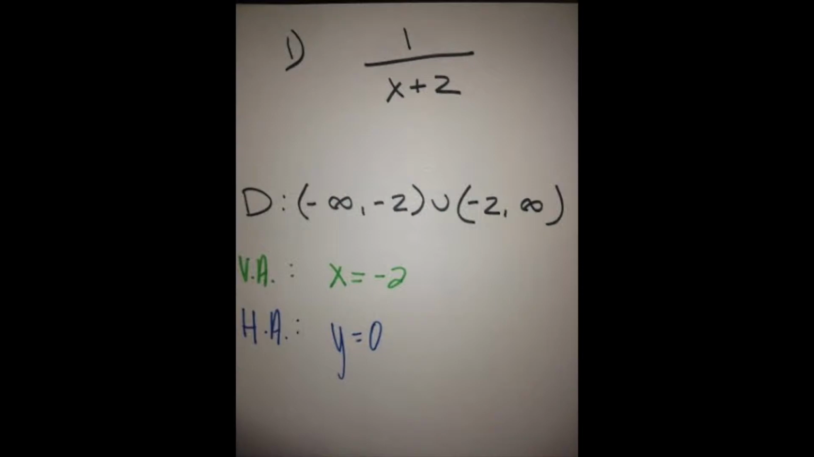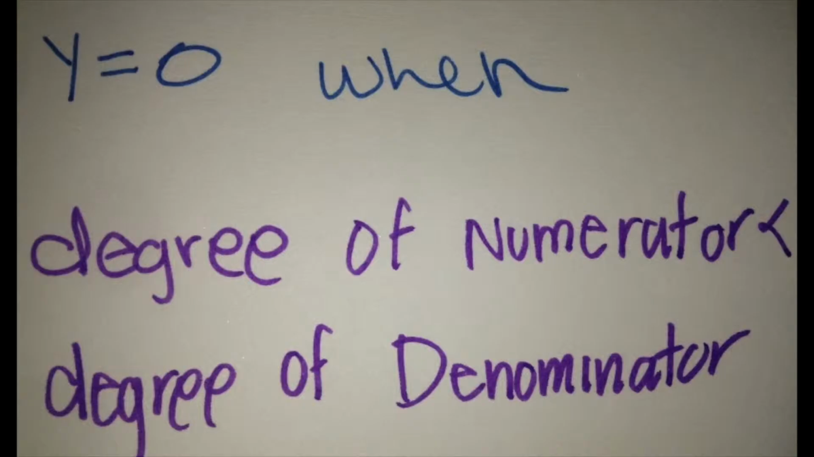The horizontal asymptote is y equals 0, because the degree of the numerator is less than the degree of the denominator. Y equals 0 when the degree of the numerator is less than the degree of the denominator.